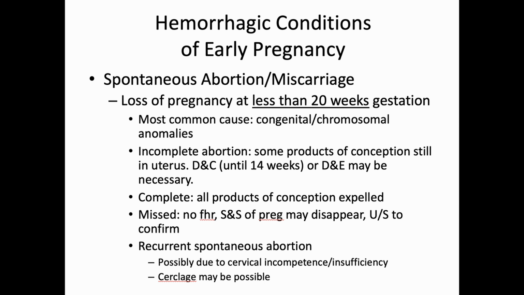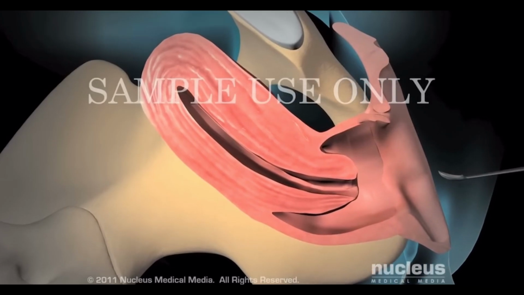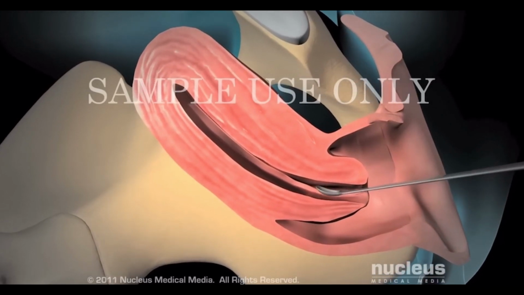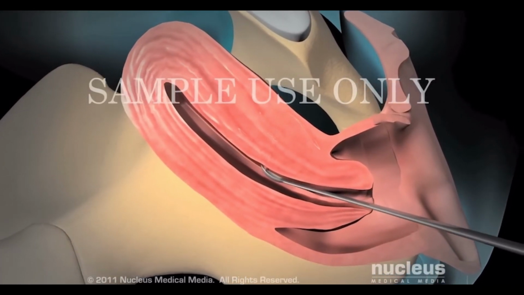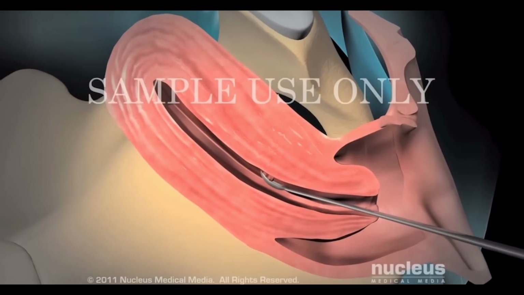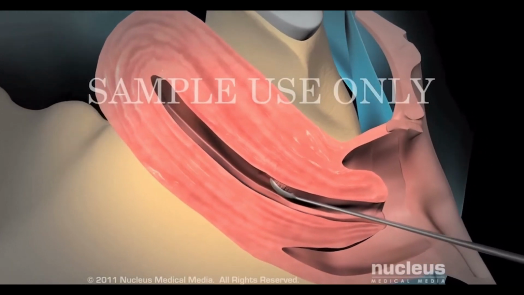So for that, we would do a D&C, right? We've spoken about D&C, the dilation and curettage, where they're going to go in, they're going to dilate the cervix. The patient will be under general anesthesia. They'll dilate the cervix and then go in with a suction tool and remove anything else that needs to come out.